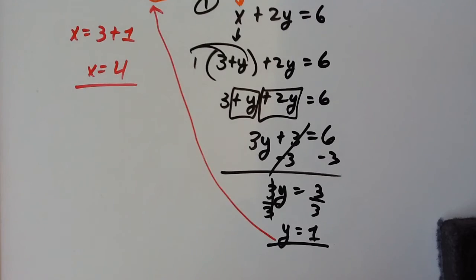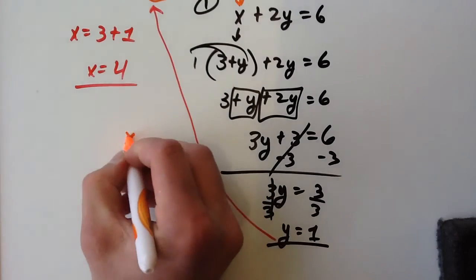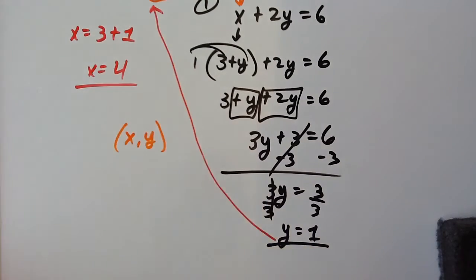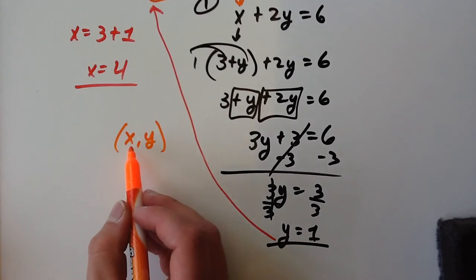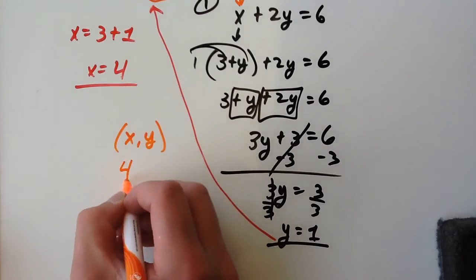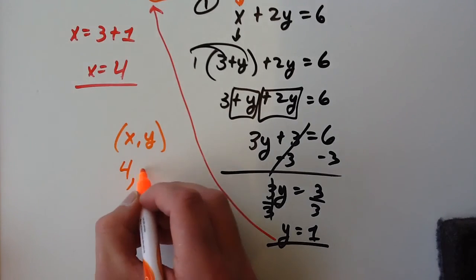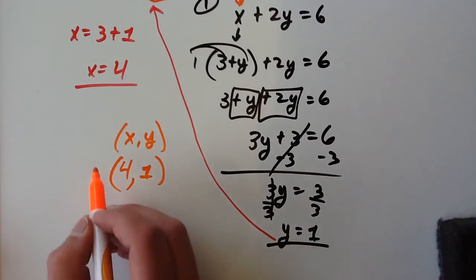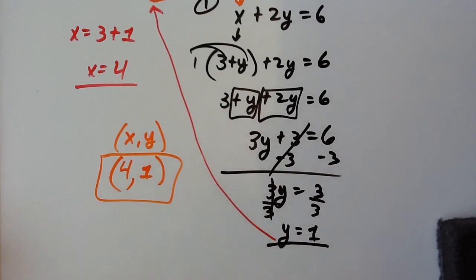So last step is to write our solution as an xy ordered pair. We write an xy ordered pair for our solution. And so we put the x value first, x then y, like the alphabet. X is 4, okay? And what is y? Y is 1. So (4, 1) is the solution to this system.